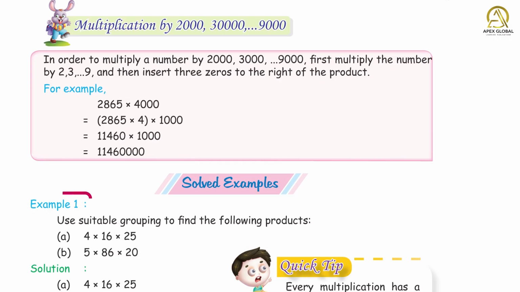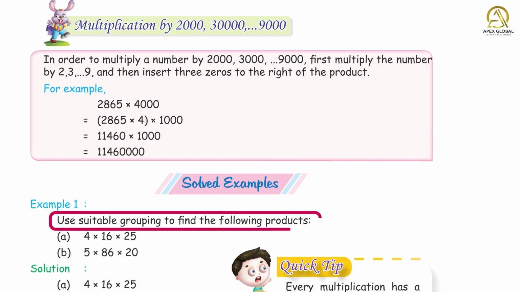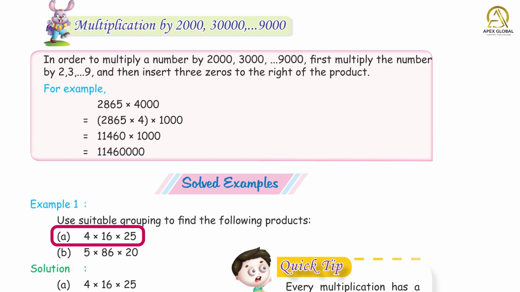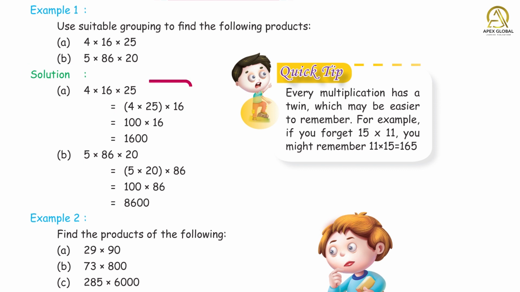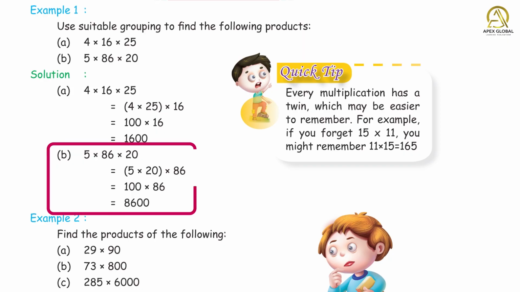Solved examples. Example 1. Use suitable grouping to find the following products. A. 4 into 16 into 25. B. 5 into 86 into 20. Solution. A. 4 into 16 into 25 is equal to 4 into 25 into 16 is equal to 100 into 16 is equal to 1600. B. 5 into 86 into 20 is 5 into 20 into 86, 100 into 86 is equal to 8600.